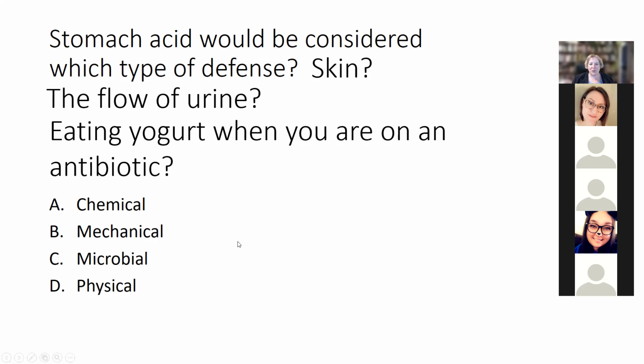Okay, what about eating yogurt when you are on an antibiotic? That would be, let me relaunch the poll. That would be supporting a chemical, mechanical, microbial, or physical barrier. Okay, we've got some good early voting. We're already at 50%. Good job. 75%. Good job. 87%.